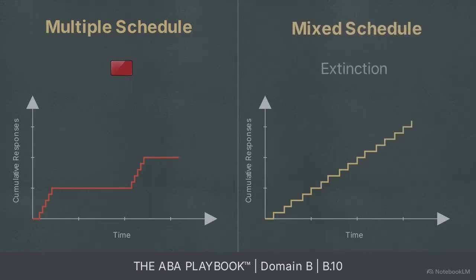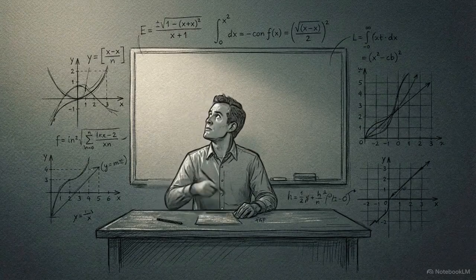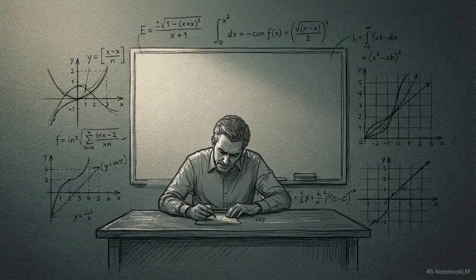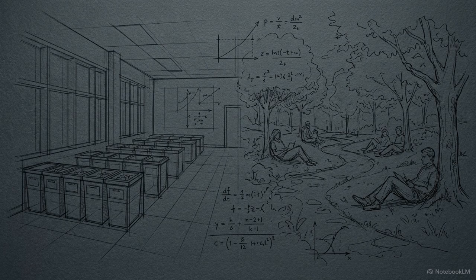The right side shows a mixed schedule. The alternating schedules are the same as before, but there are no signals to indicate which schedule is currently in effect. Without an SD, the organism cannot identify the active schedule and responds based on an averaged reinforcement history. Providing or withholding an SD determines whether an individual will discriminate between specific environmental contexts or generalize behavior across them.